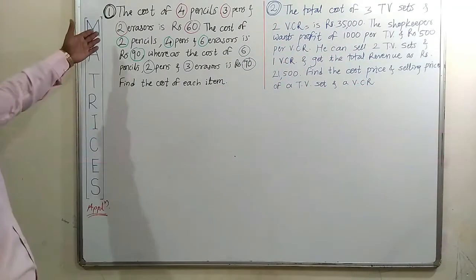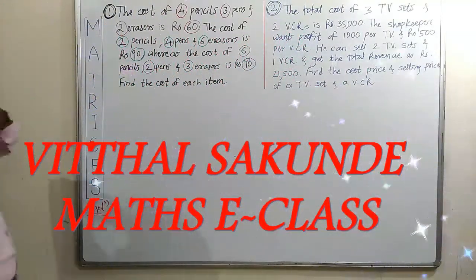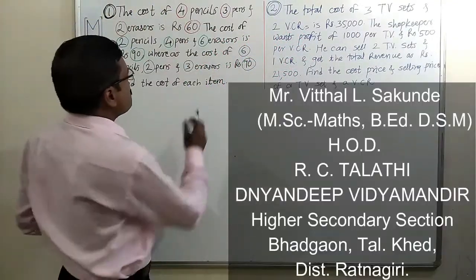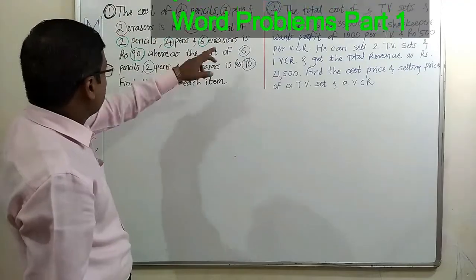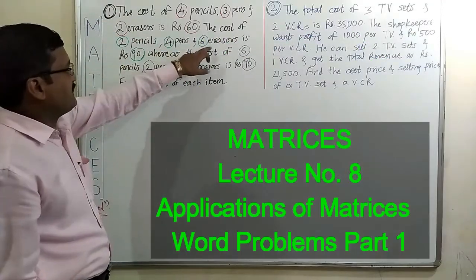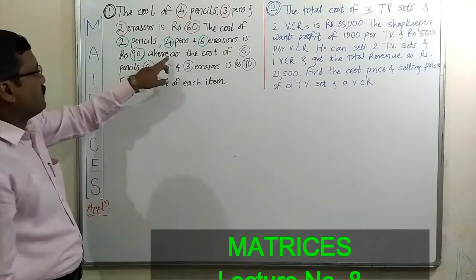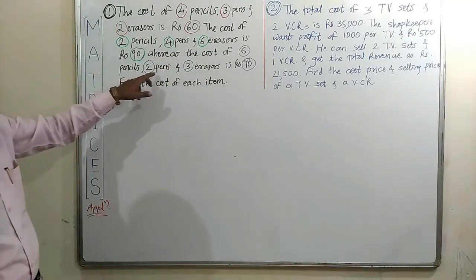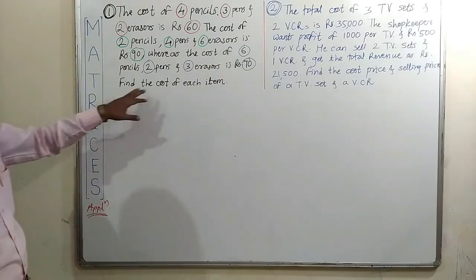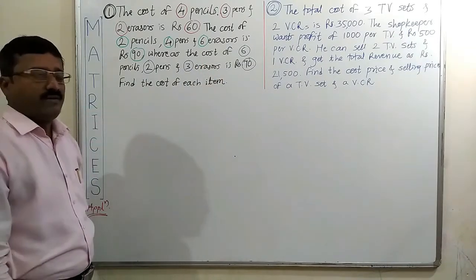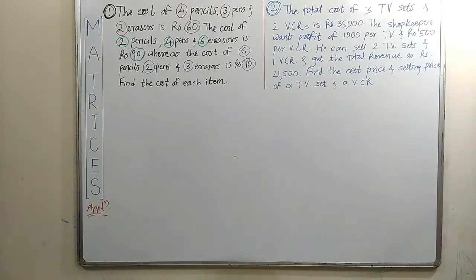Hello everyone, here we have one word problem. The cost of 4 pencils, 3 pens and 2 erasers is rupees 60 given. The cost of 2 pencils, 4 pens and 6 erasers is given rupees 90, whereas the cost of 6 pencils, 2 pens and 3 erasers is rupees 70. And you have to find the cost of each item by matrix method.